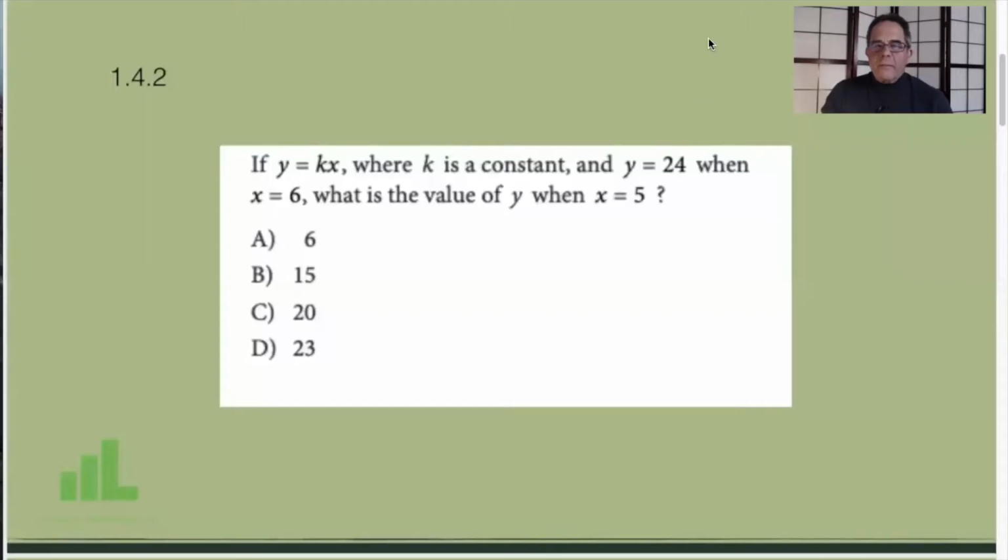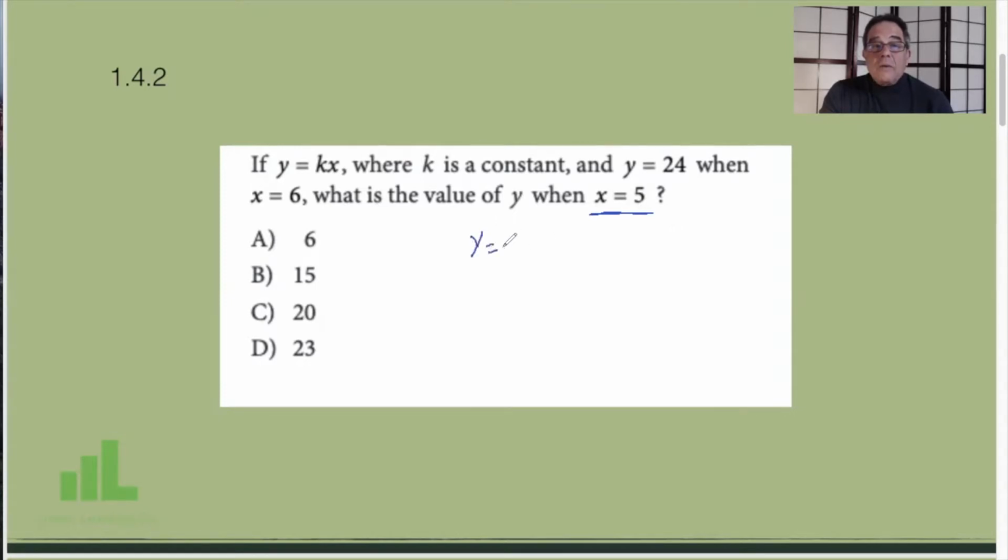Here's our next example. What is the value of y when x is 5? Okay. Well, they're telling us here we're going to be plugging 5 in for x, but let's see what else they tell us. Y equals k times x, where k is a constant. And y is 24 when x is 6. Given information, everything we need.